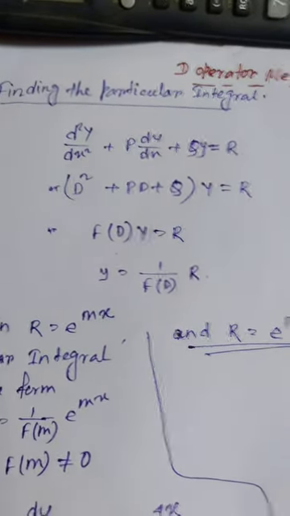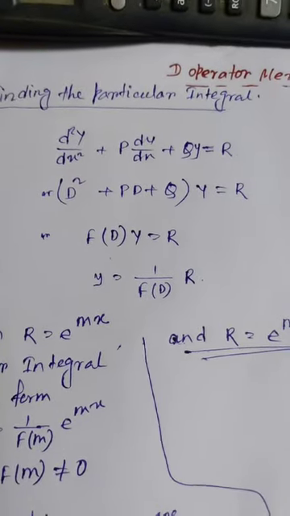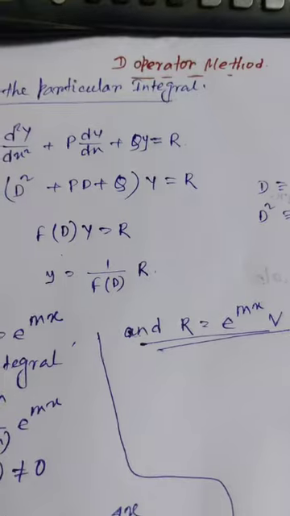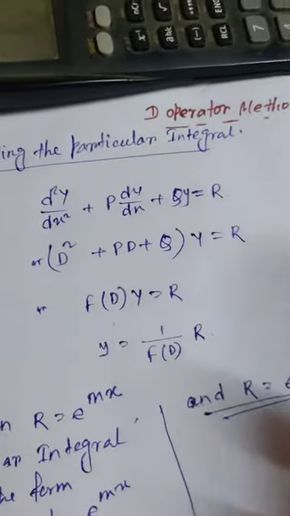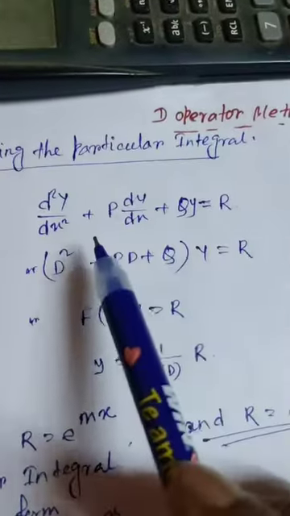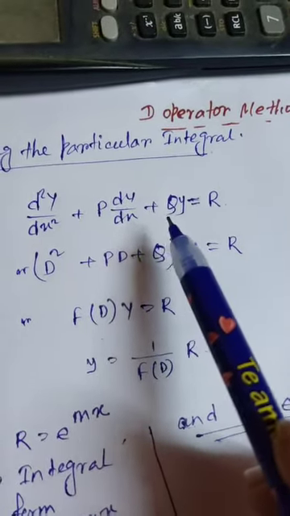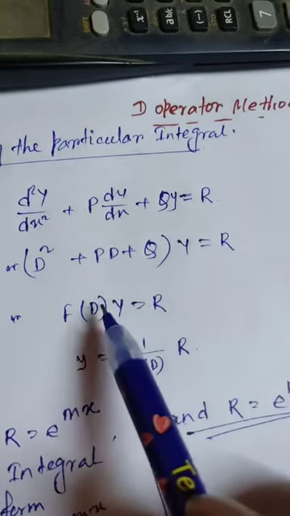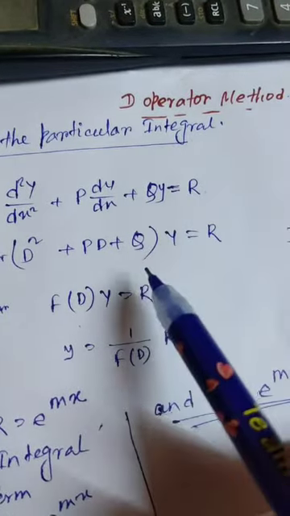Guys, in this video we will discuss how to find the particular integral by using the D operator method. Here, if we consider a second order differential equation d2y/dx2 plus p dy/dx plus qy is equal to r, when r is not equal to 0, then how can we find the particular integral?